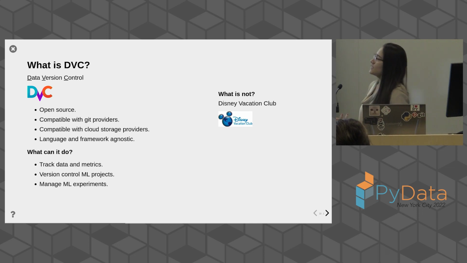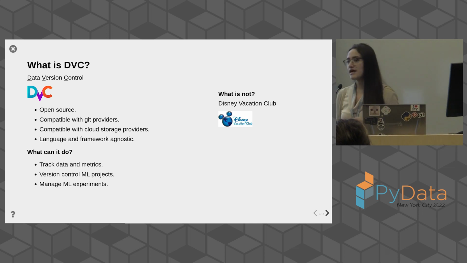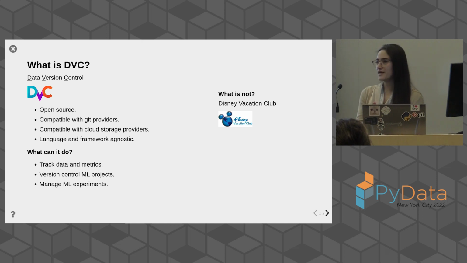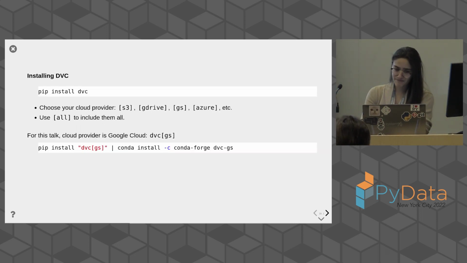So what can DVC do? What DVC does is to track very nicely all the files that I'm generating: data files, models, and metrics. And also, it helps me to version control my ML projects. So not only one step, not only one file, but the project itself. And also to manage them, because it's huge. And we're going to see some examples of it.